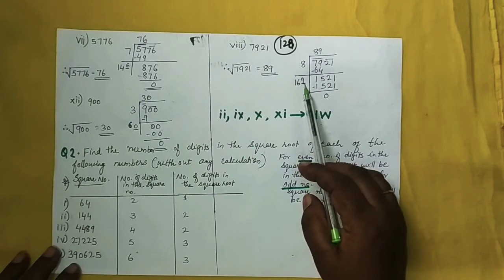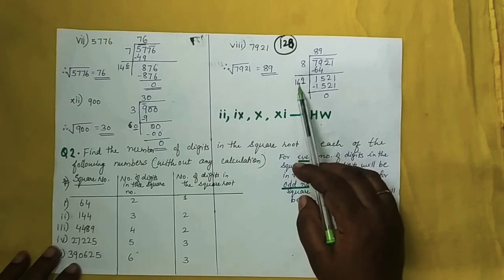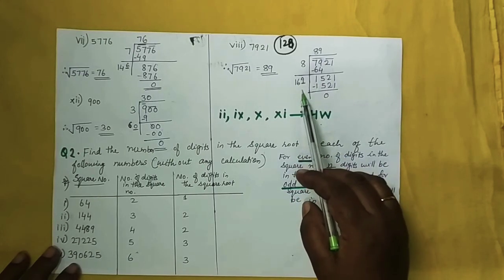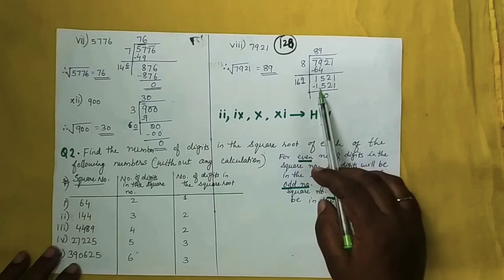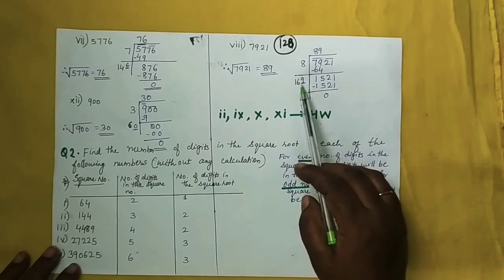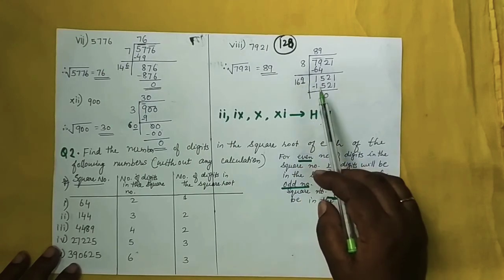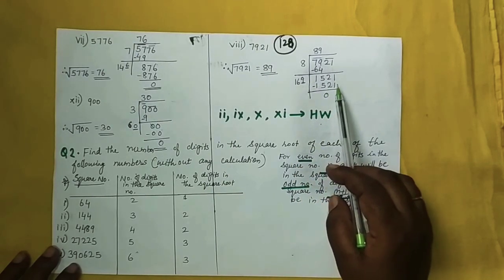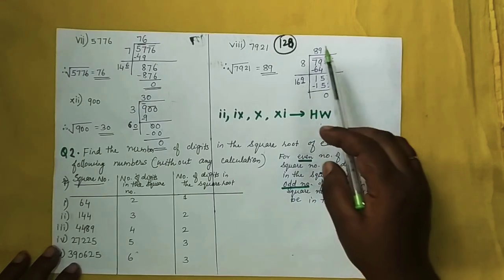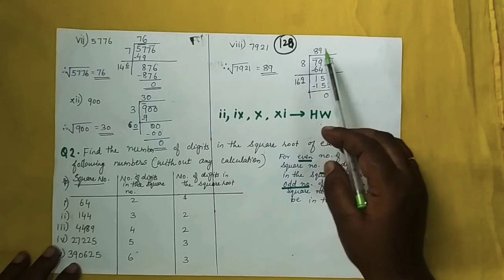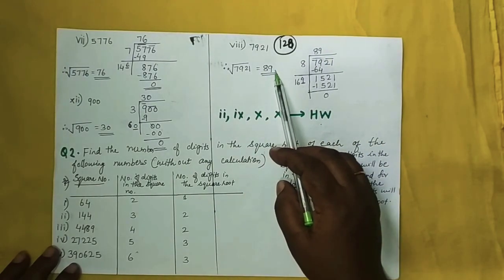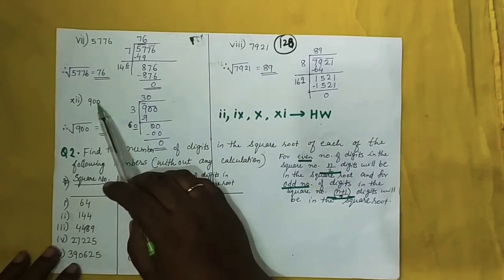Now on the right side of 16 we can write one digit. Along with that you are forming a number. That number will be multiplied by the digit which you have written on the right. We have to get 1521. So that 9 we have to write. 169 into 9 is 1521. So 9 we are writing in the quotient also. So what is the square root of 7921? 89 only. Now 12th question, 900.